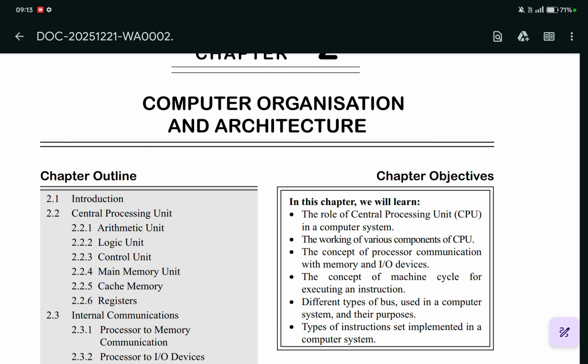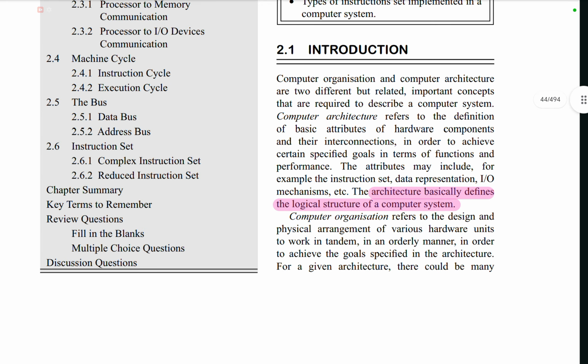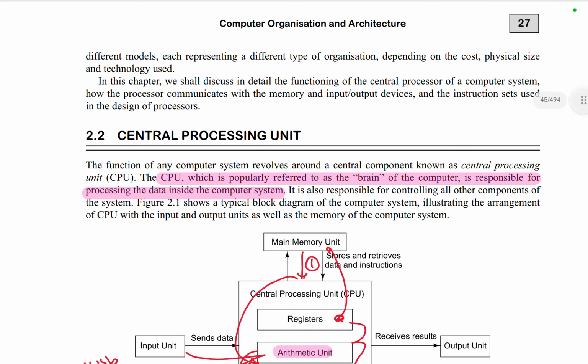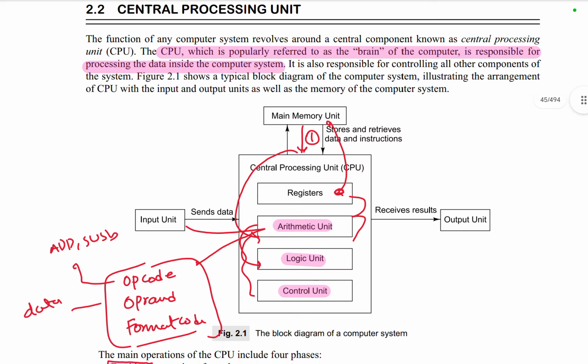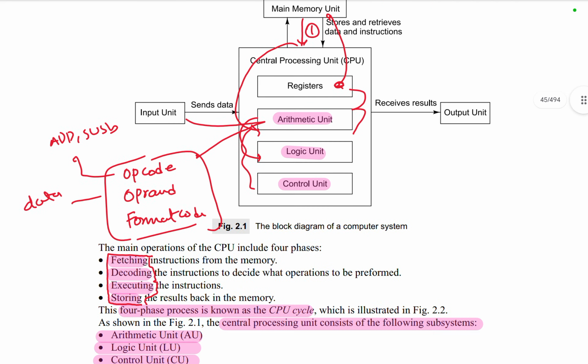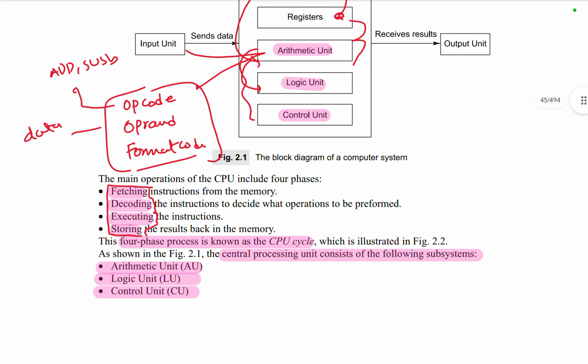Computer organization and architecture. Architecture basically defines the logical structure of the computer system and central processing unit. The CPU, popularly referred to as the brain of the computer, is responsible for processing the data inside the computer system. The main memory unit stores and retrieves data and instructions. The CPU consists of registers, arithmetic unit, logic unit, and control unit.